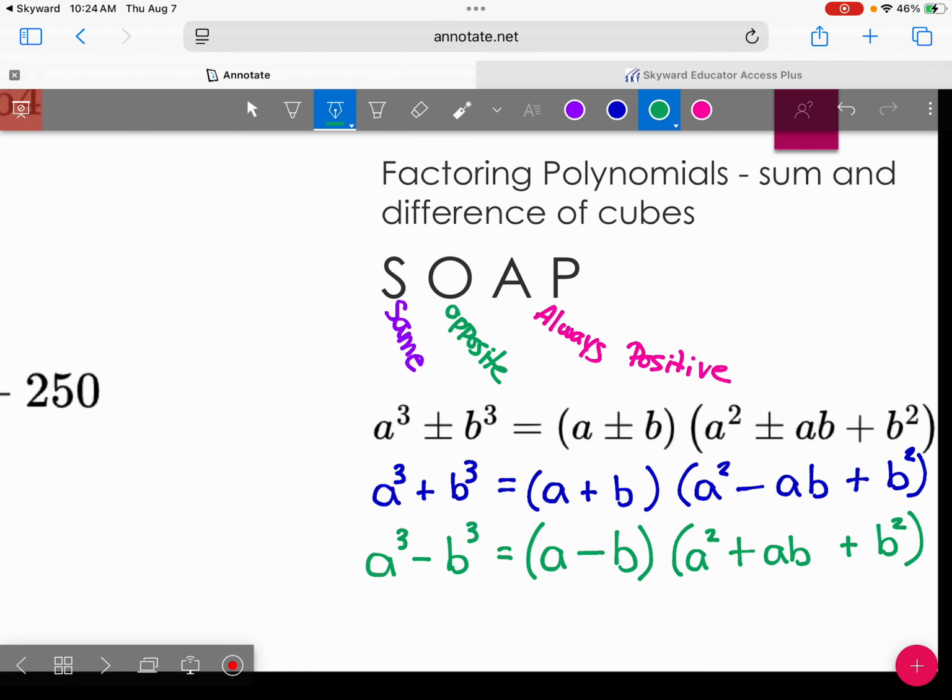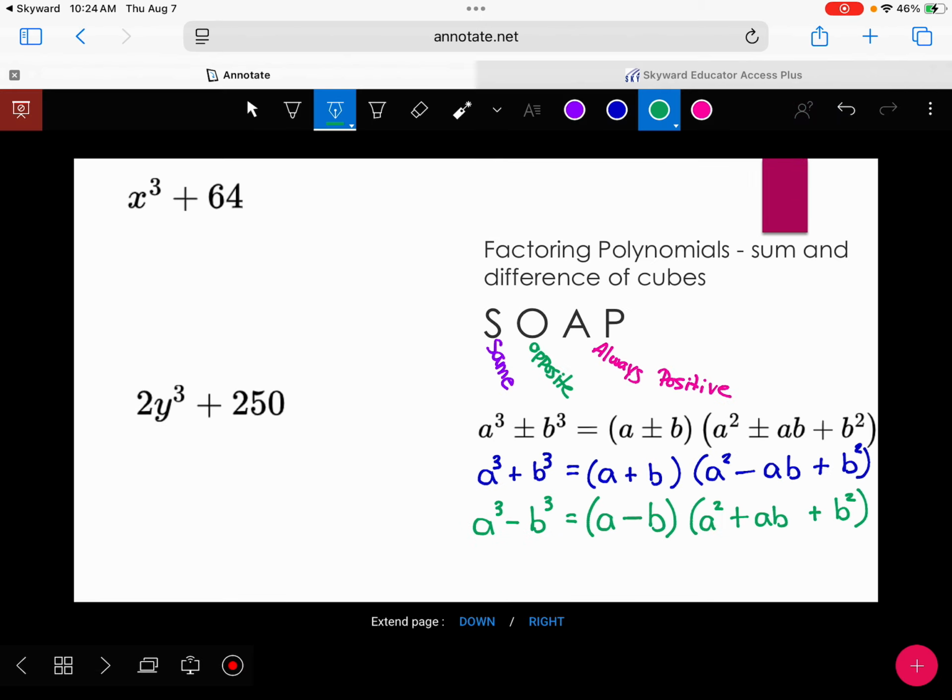Again, if this does not help you, don't write it. If you want them all, more power to you. Write as much as you want, but if there's something up here that does not help you, do not write it. Okay, we're going to practice this a couple times. With our sums of cubes, we've got sums on both of these, but that's okay. We can do differences too.